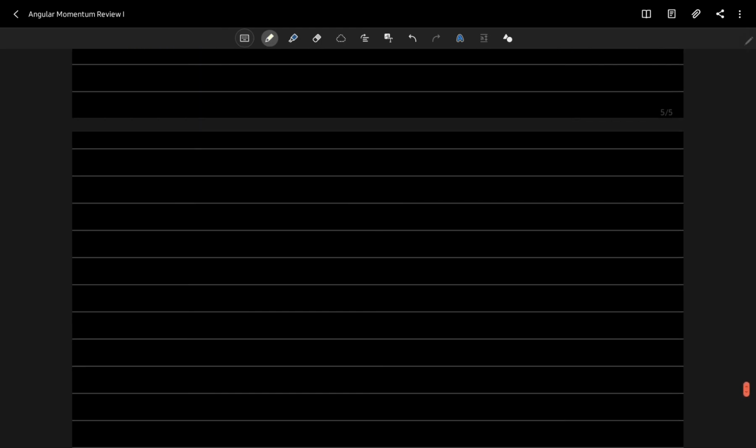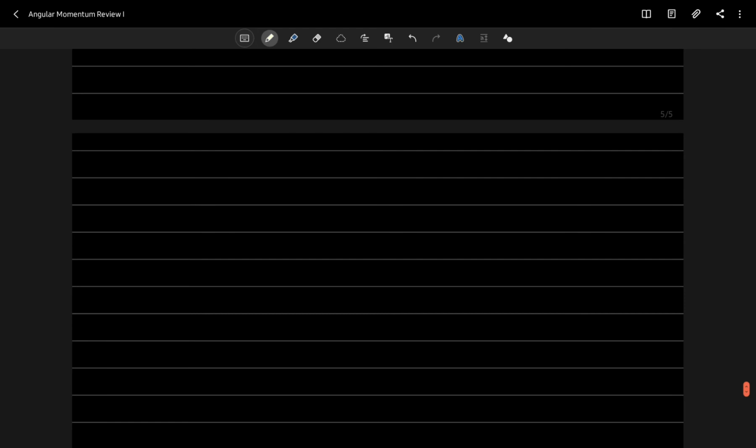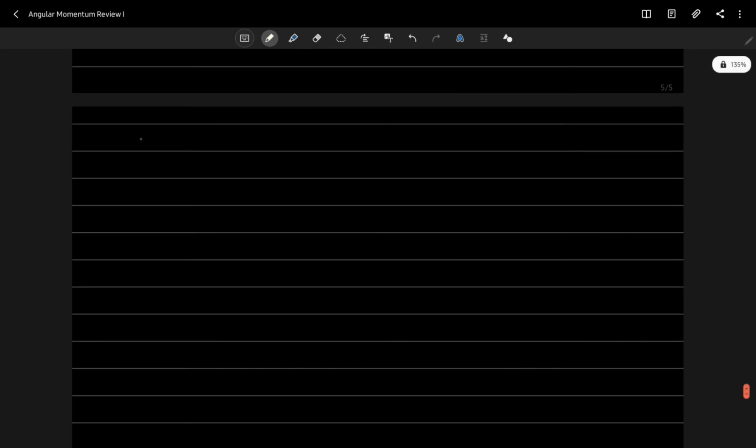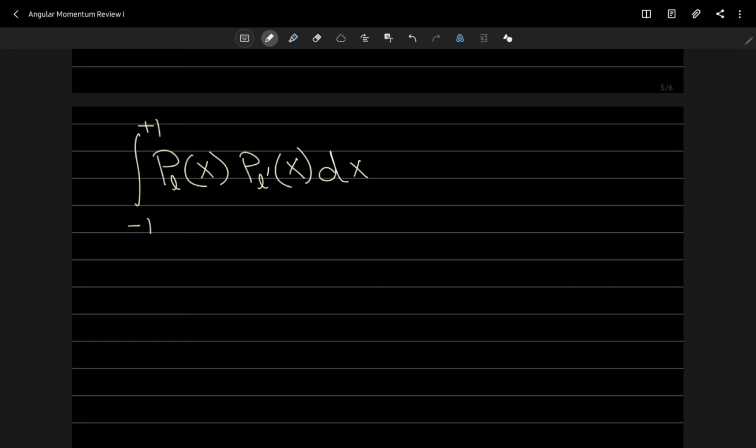Now, there are orthogonality relations for these Legendre functions or polynomials, and it reads as this: the integral from -1 to +1 of P_l(x) times P_l'(x) dx is equal to 2 over 2l plus 1, times delta_ll'.